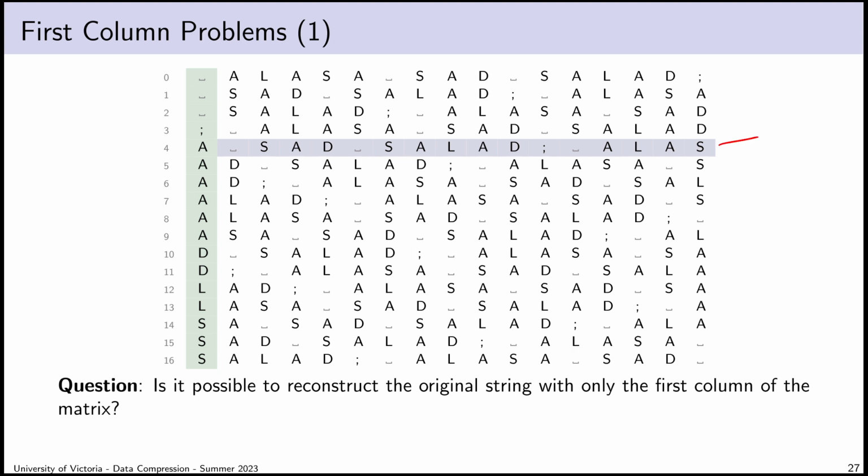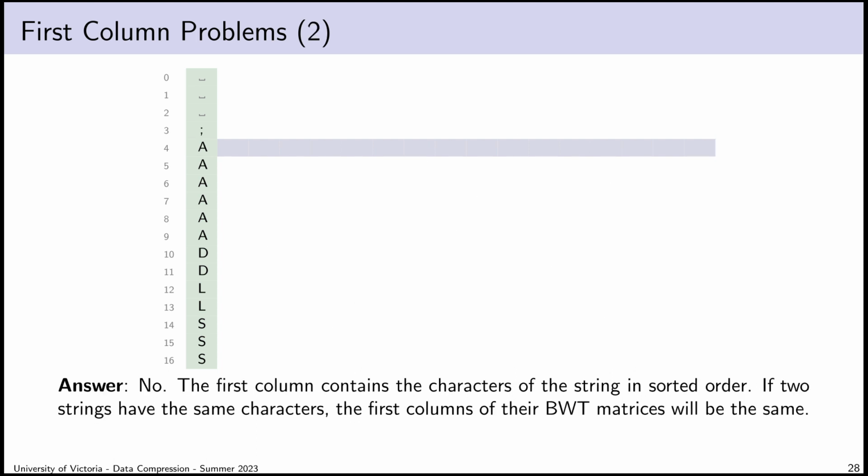Here's the string. My input string, as we recall from earlier, is "a sad salad, alas." Now that's based on a true story. I'm a big fan of salad, but a sad salad's never very much fun. And it turns out that if I take the first column, I will not be able to recover my original string. If my BWT was just the index where my original string lived and the first column of the matrix, then I would not be able to recover the original input in all cases, because the first column contains all of the characters of the string in sorted order, which means if two strings contain the same collection of characters, the first column of their BWT matrix will always be the same.